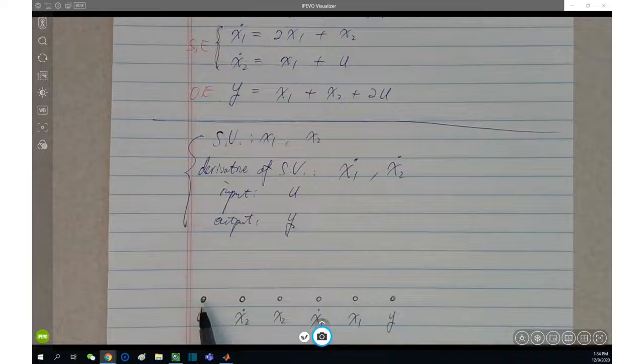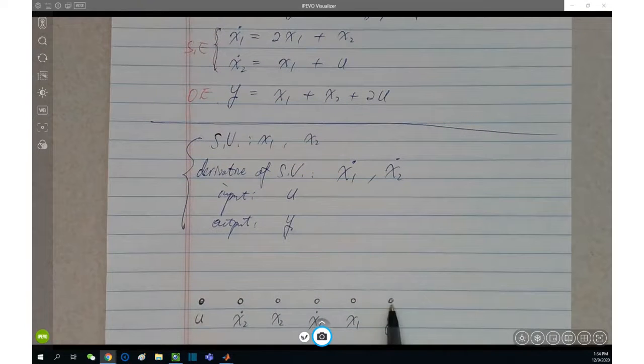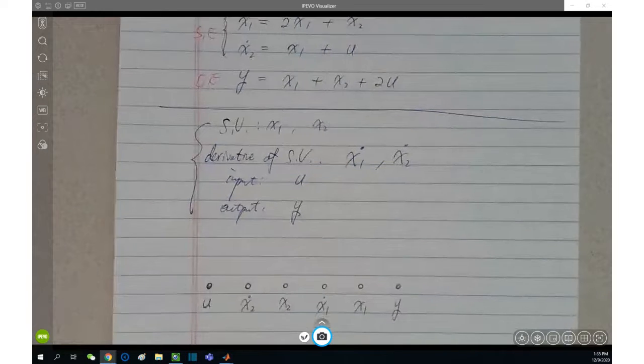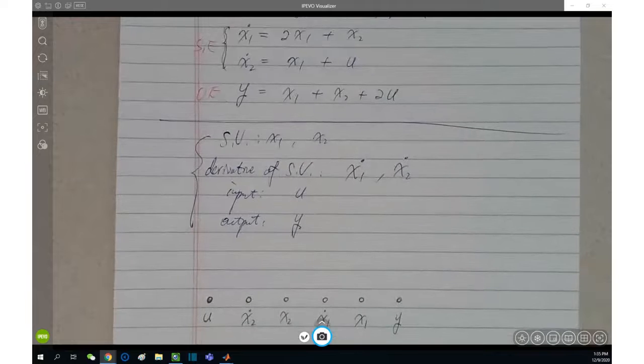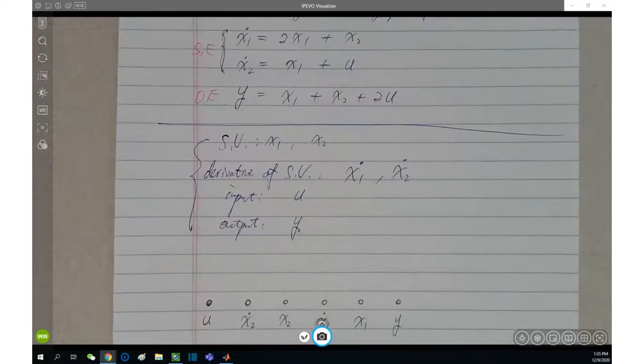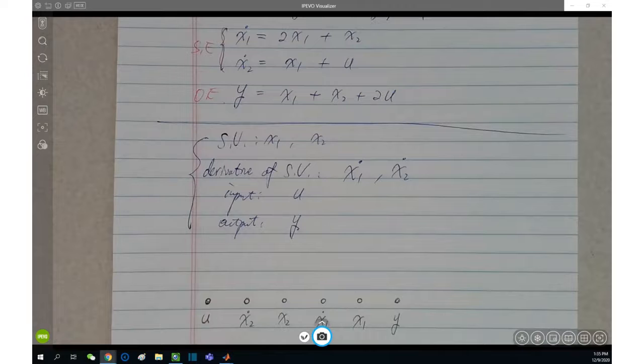Including, of course, the input all the way to the output. In the middle, you have the derivative of the state variables, every single one of them, and also the state variables themselves, every single one of them. Now you have all of the signal nodes established. This is the first step, placing the signals properly.